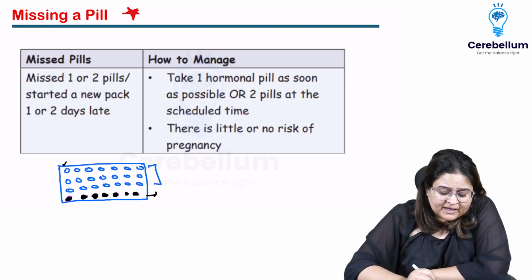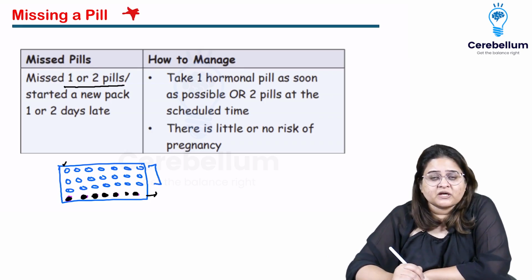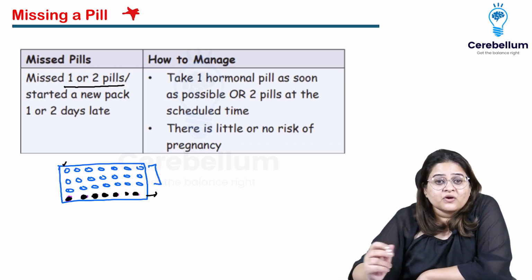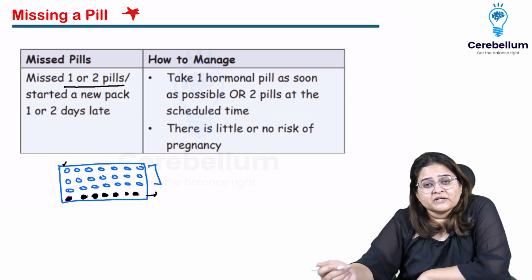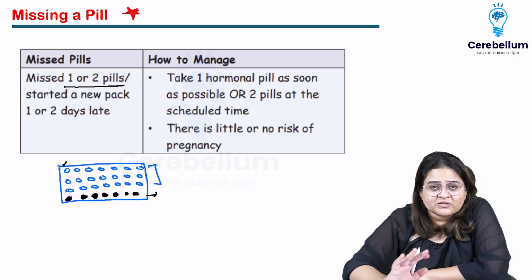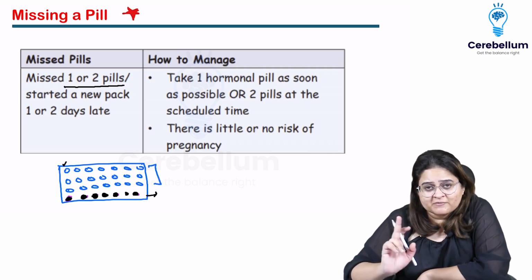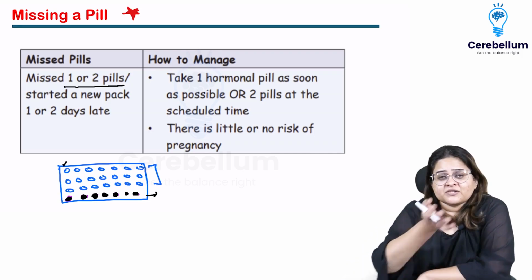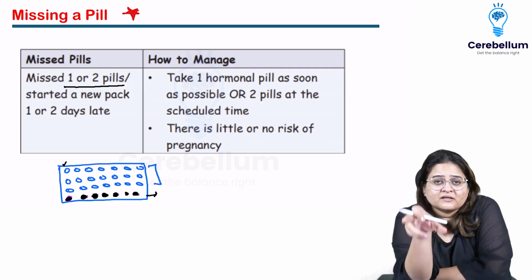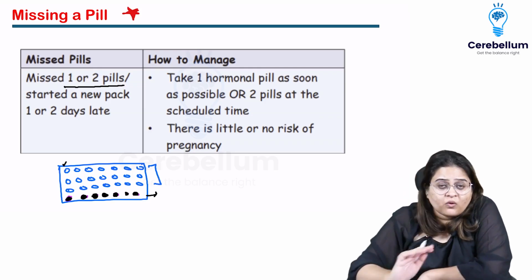Now, if the woman has missed 1 or 2 pills, that means she's missed, suppose the question comes, she's missed taking the pill on day 14 and 15, what do you do? Or she started the new packet 1 or 2 days late, what do you do? So in such a situation, just tell her that the risk of pregnancy is very less. Efficacy would not have been compromised by missing 1 or 2 pills. Just tell her, take the last missed pill now, or take 2 pills together today. That means today's pill and yesterday's pill, take it together. That's all you need to tell her.